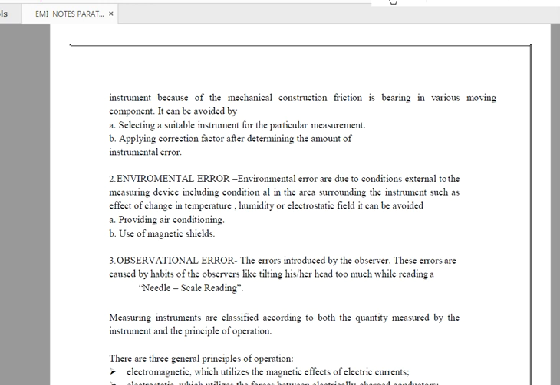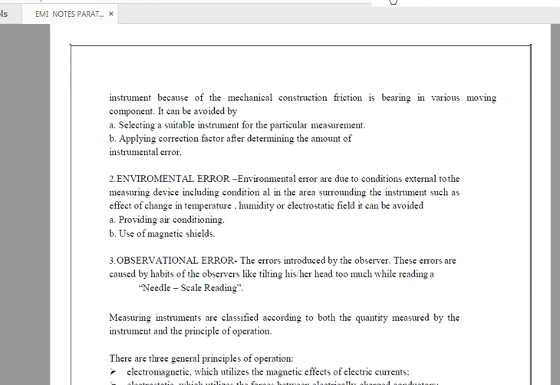The first one is instrumental error. The error which arises due to the mechanical construction, friction in various moving components, is called instrumental error. Generally we can say the error which arises due to the mechanical construction of the instrument is known as instrumental error. Then environmental error.